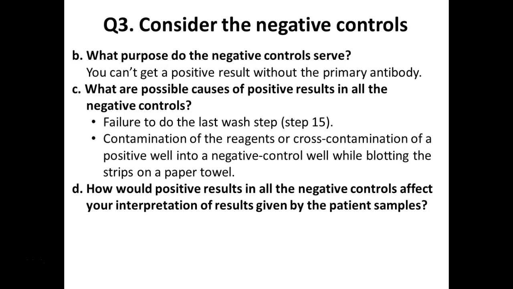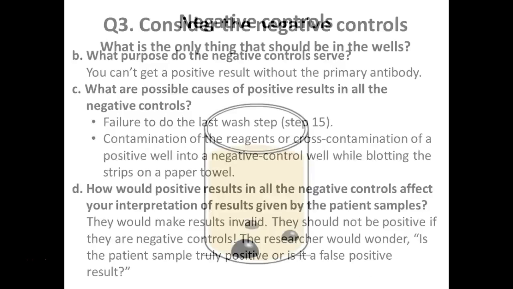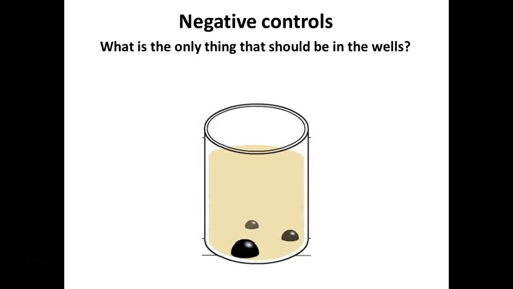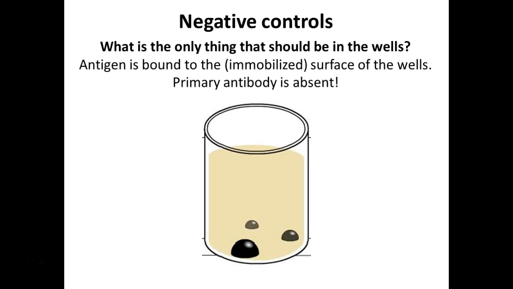Would positive results in all negative wells affect your interpretation of results? Absolutely, we invalidate them, right? We don't want that. What would a negative control look like? So we have antigen in these wells. What's not going to be here? The antibodies, right? No antibodies, right? So notice no antibodies attaching.